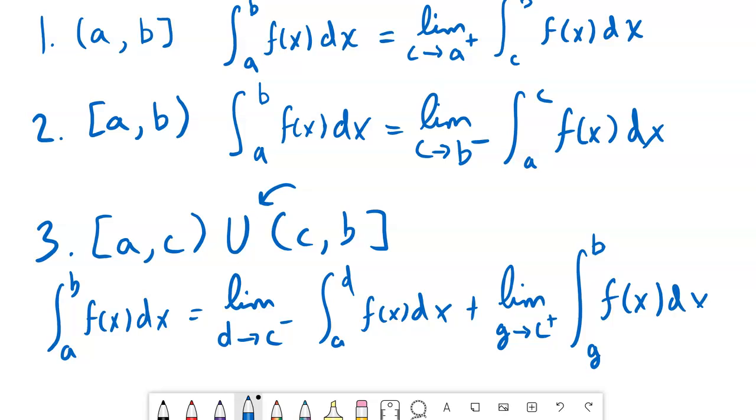Because if we just think about attaching all the parts together, we go from A to D, which is basically C, and G, which is basically C, to B. So in other words, A to C and C to B.